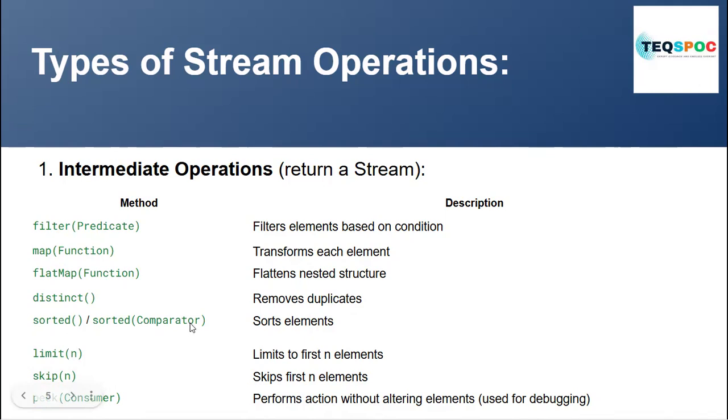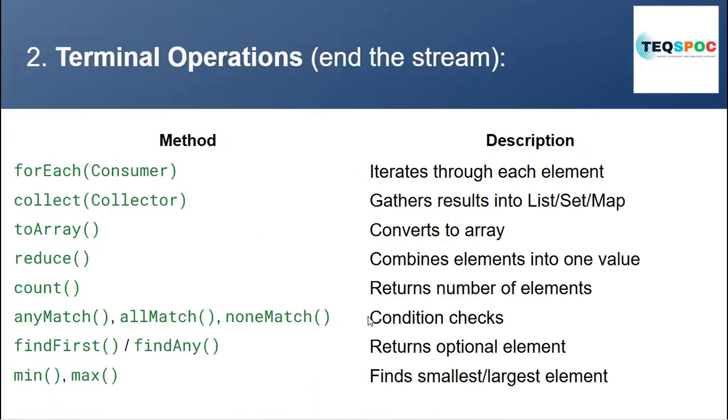Sorted is used to sort in ascending or descending order. Limit is used to limit the records. If you want to get the data but only want two or three records, you can use limit. Skip is used if you want to skip a number of records, one or two. That is the intermediate operations.